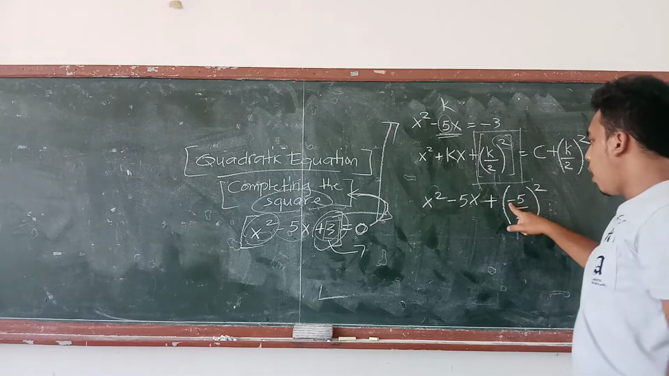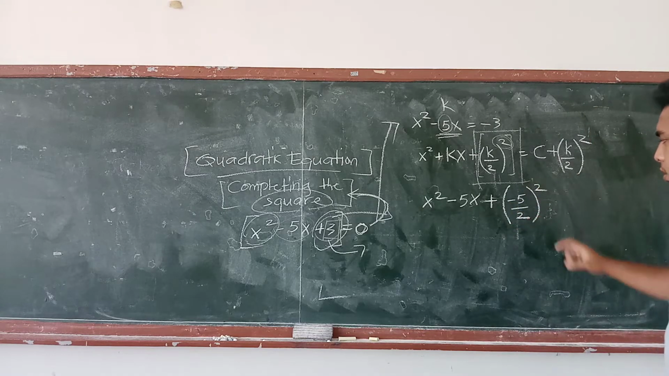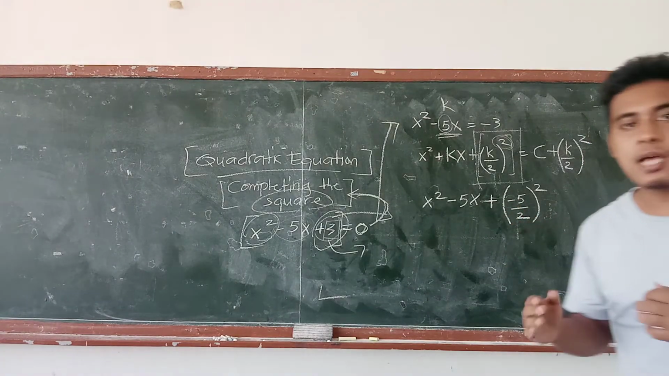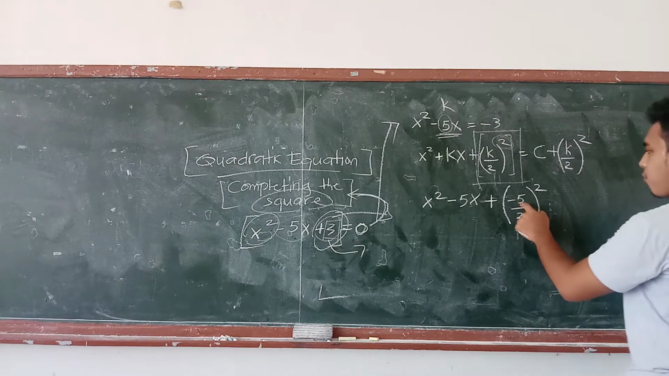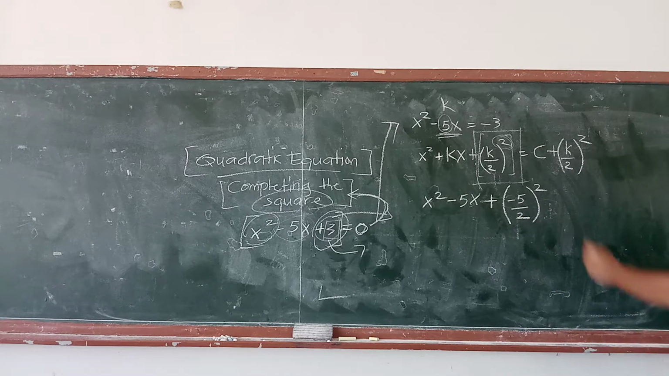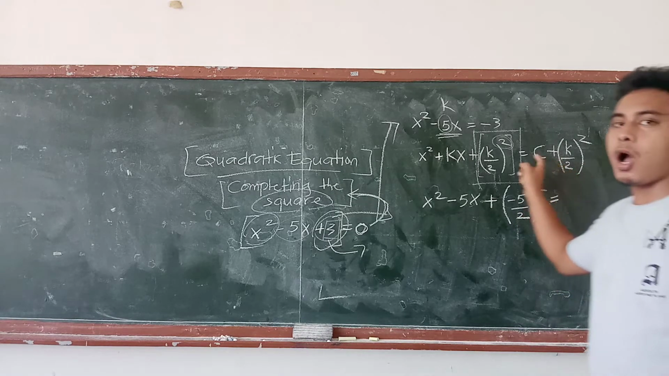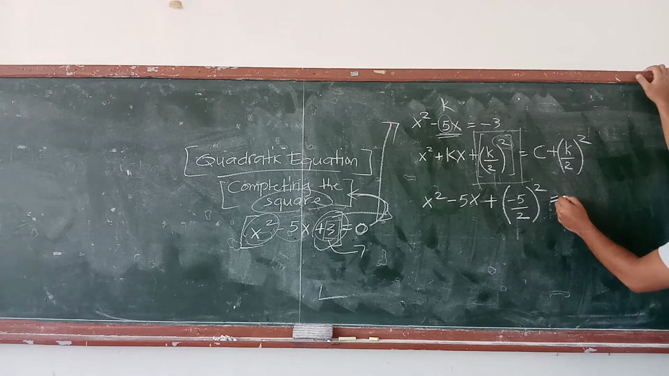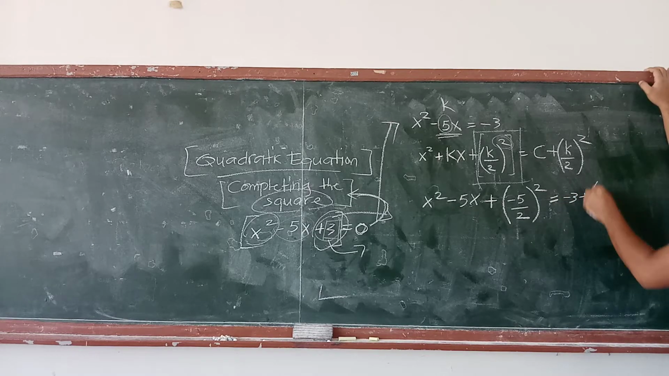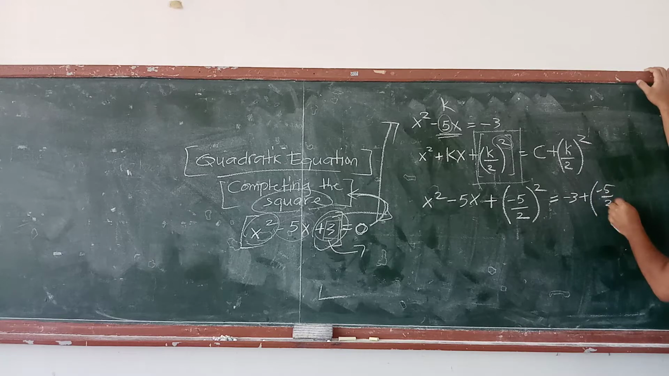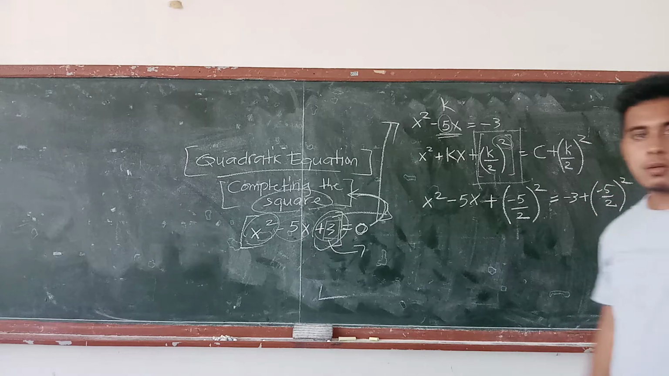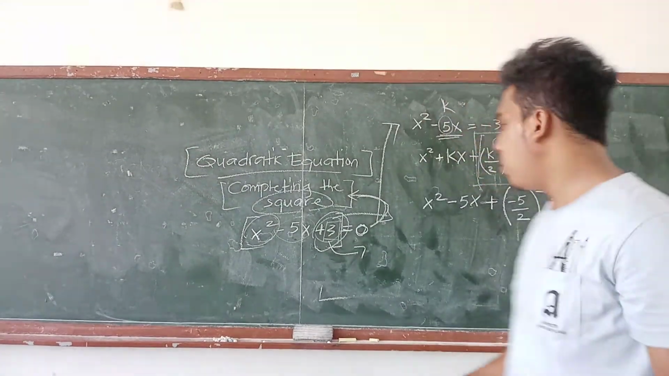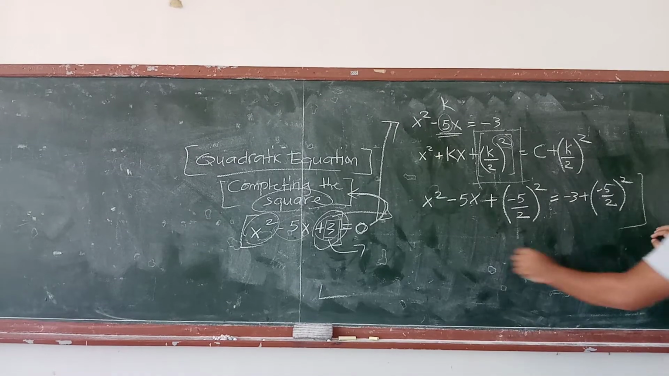If we try to square this constant, then it will become positive. So ako lang siya i-put ang negative para mas dili ta maglibot. So negative 5 over 2 squared equals the constant of our quadratic equation, which is negative 3 plus negative 5 over 2 squared. Okay? So now, we have this kind of equation.